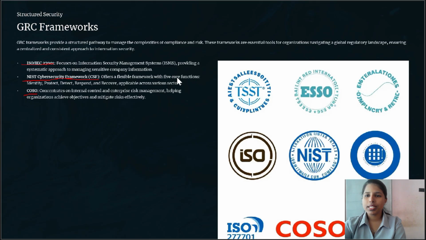It provides principles and guidance for organizations to establish effective internal control to mitigate risk and achieve their objectives. This framework is applicable to various types of organizations and industries, covering control environment, risk assessment, control activities, and monitoring activities. So this is what COSO means.